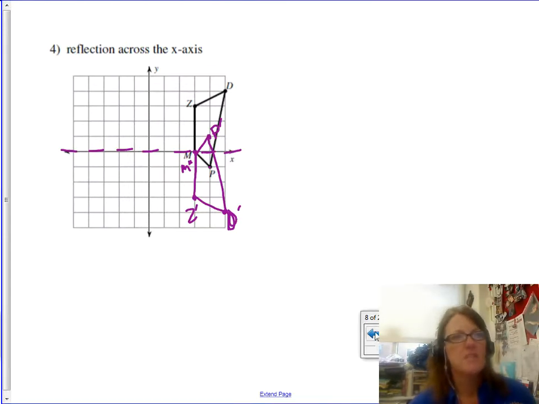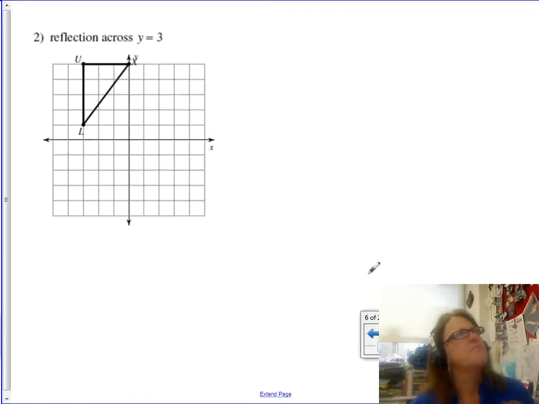Okay, let's take a look at a couple others now. Because number 2 says reflection across y equals 3. Okay, hold your horses. I need a line. I'm giving you a line. It happens to be this line where y is always equal to 3. Now, you're asking yourself, well, how on earth do I know what that looks like? Here's how you can visualize what this is.